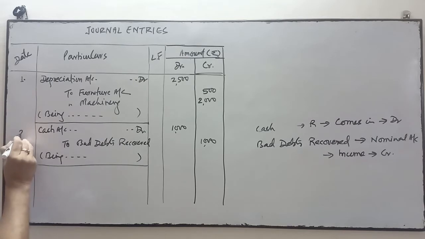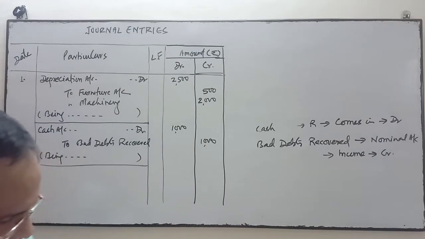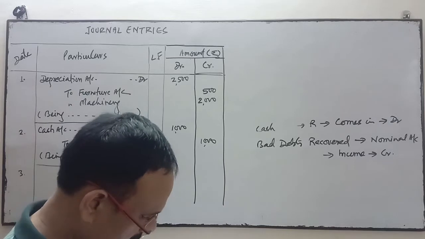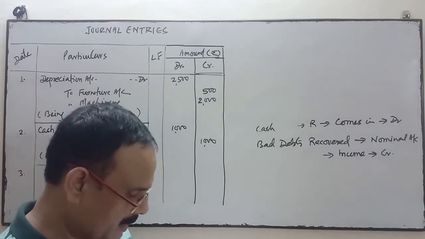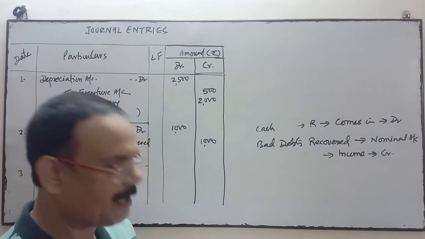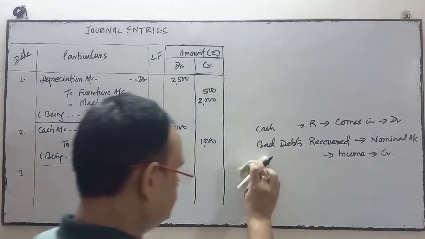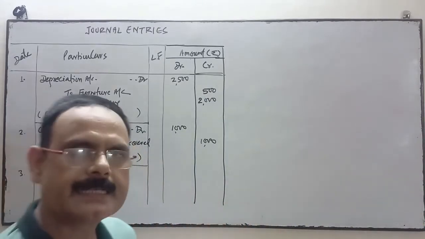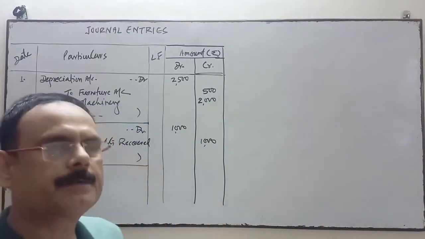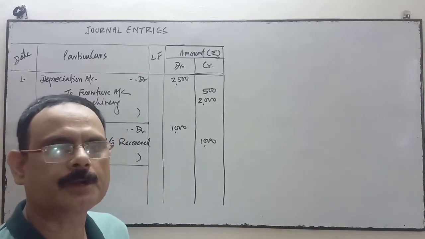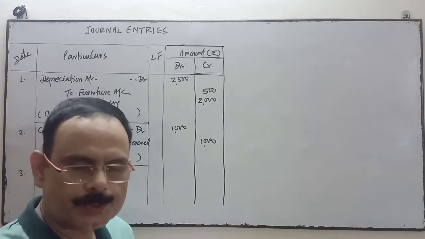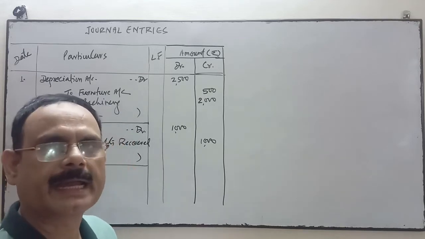So this was the second transaction. Now come to the third transaction. Ajay was declared bankrupt. Bankrupt means insolvent. He owed 2,500 to us and nothing could be recovered from his estate. Ajay Singh is a debtor, and he was declared bankrupt. It means he is not in a position to pay his dues, because he has been declared bankrupt.